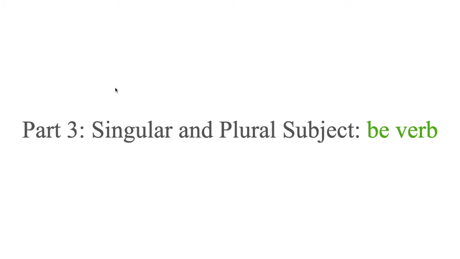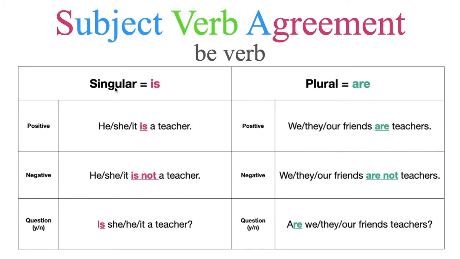Part 3, you're doing so well. Keep going. Now we're looking at the subject-verb agreement with the be verb, with is and are. When do we use is and are? Again, another really confusing one in English. He, she, and it, we're going to use is. She is, he is, it is.